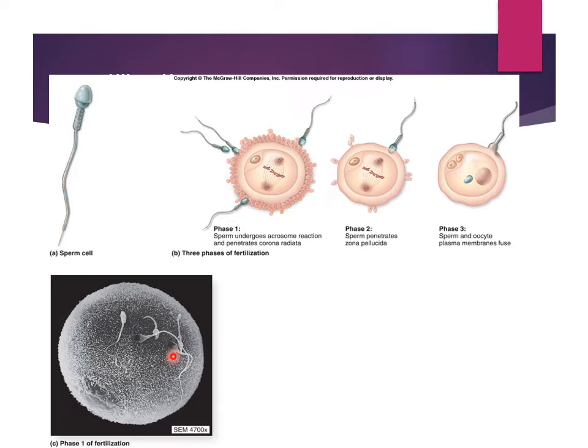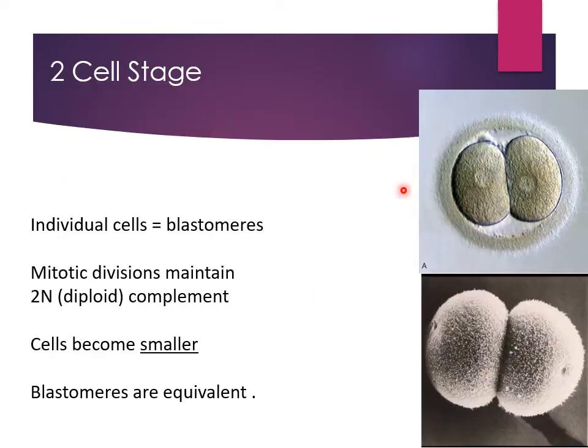This slide shows fertilization again through the stages, first, second, and third. Here the fusion occurred. This is the last stage of fertilization. They are fused together through their plasma membranes. Here is what is named the 2-cell stage. Mitotic division maintains the diploid complement and the cells become smaller.